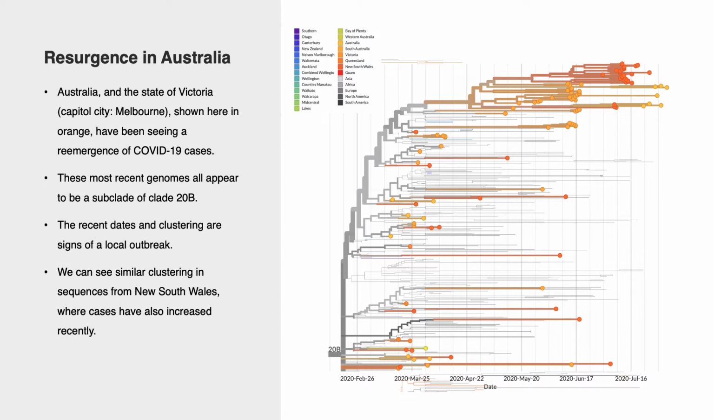Australia and the state of Victoria, with the capital city Melbourne, shown here in orange, have been seeing a re-emergence of COVID-19 cases and have recently implemented further public health measures to try to curb this increase. These most recent genomes all appear to have the subclade of 20b. The recent dates and clusterings are signs of local outbreak. We can see similar clustering in sequences from New South Wales, where cases have also increased recently.